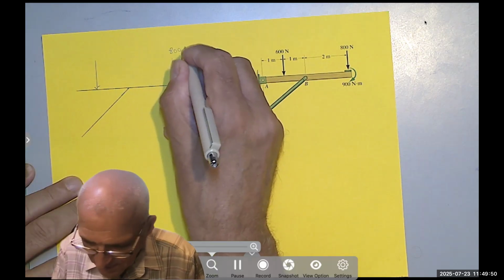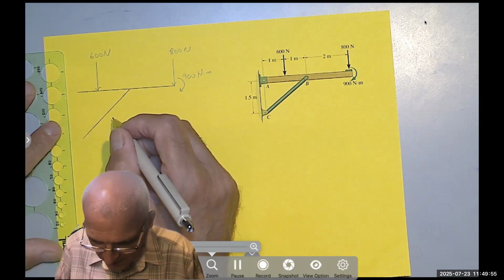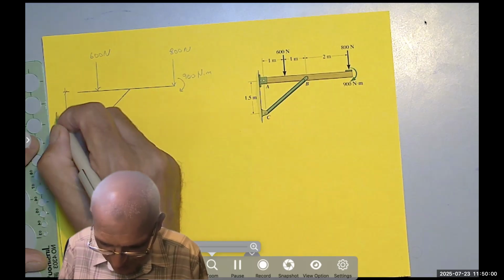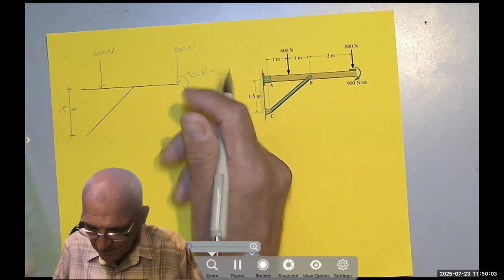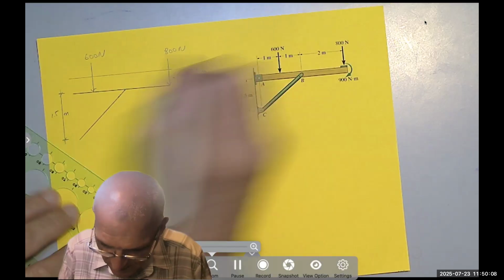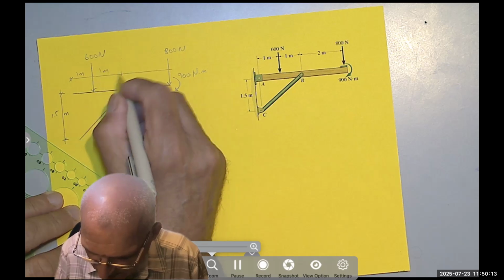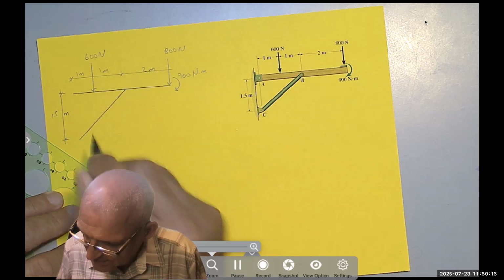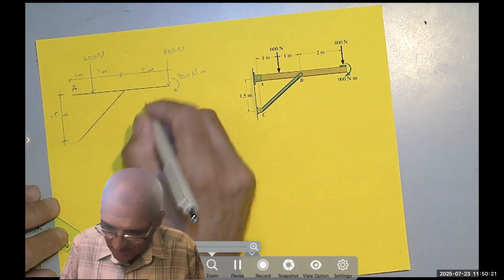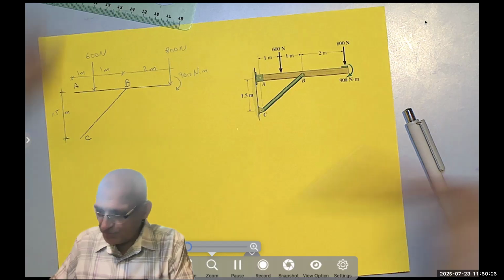800 Newton, 600 Newton, 1.5 meter, 1 meter, 1 meter, 2 meters, A, B, C. Now, two more things.